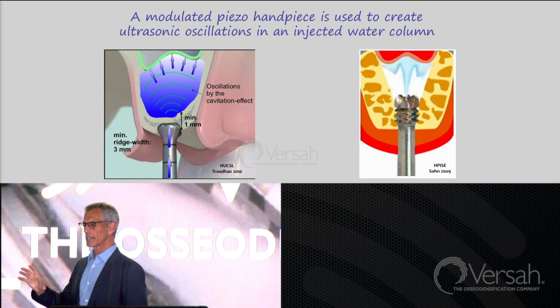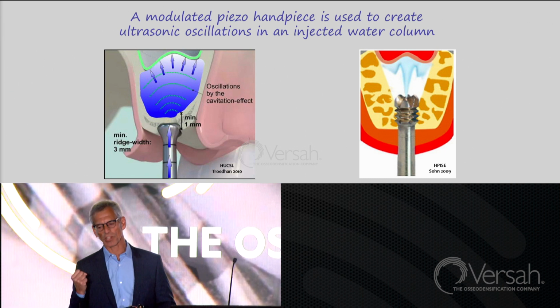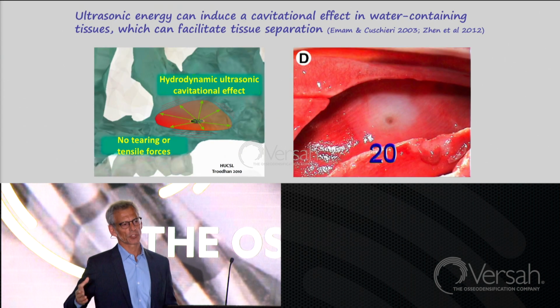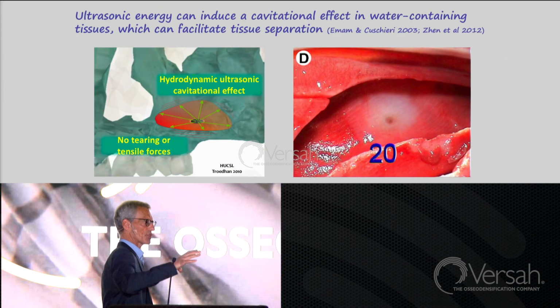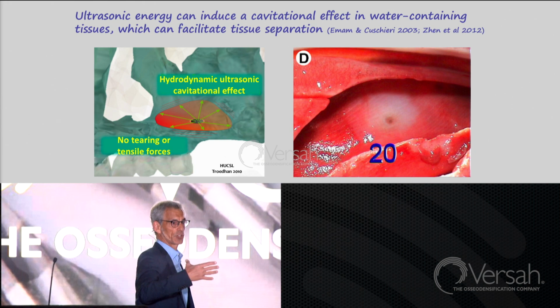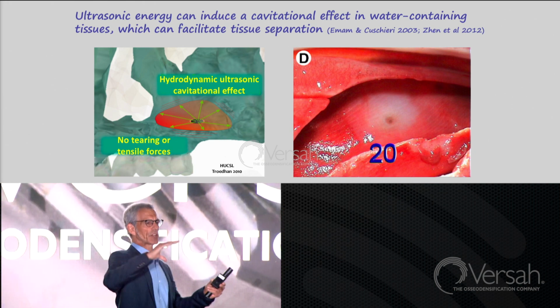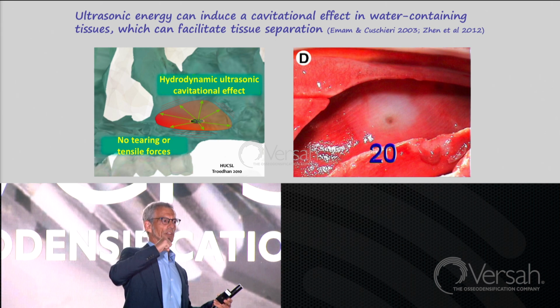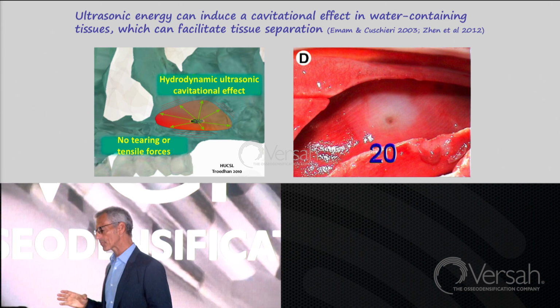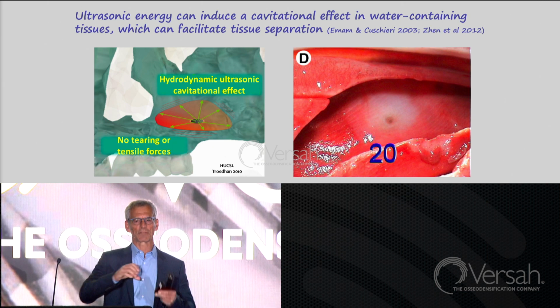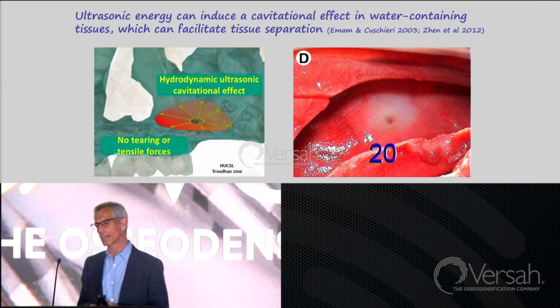So you use a modulated handpiece to create ultrasonic oscillations in this water column. The theory is that this ultrasonic energy induces a cavitational effect, facilitating tissue separation and membrane elevation. So instead of hydraulic pressure, where you have a constant increase in pressure, with hydrodynamic pressure, the water pressure comes in waves and increases in waves, so the membrane stretches and relaxes.